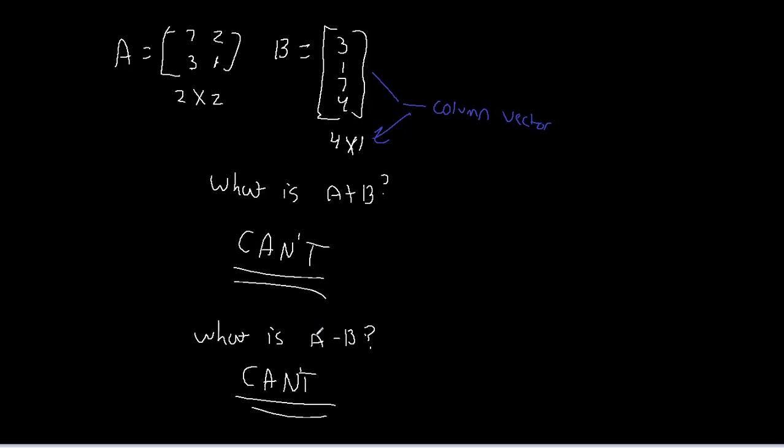Okay, I'm going to repeat that. Because these don't have the same dimensions, right? This is a 2 by 2, 2 rows, 2 columns, and this is 4 rows, 1 column. We can't do addition or subtraction. Hopefully that makes sense. Again, I encourage you to go back and rewatch the 2 examples from before to make sure that you understand where things are coming from.